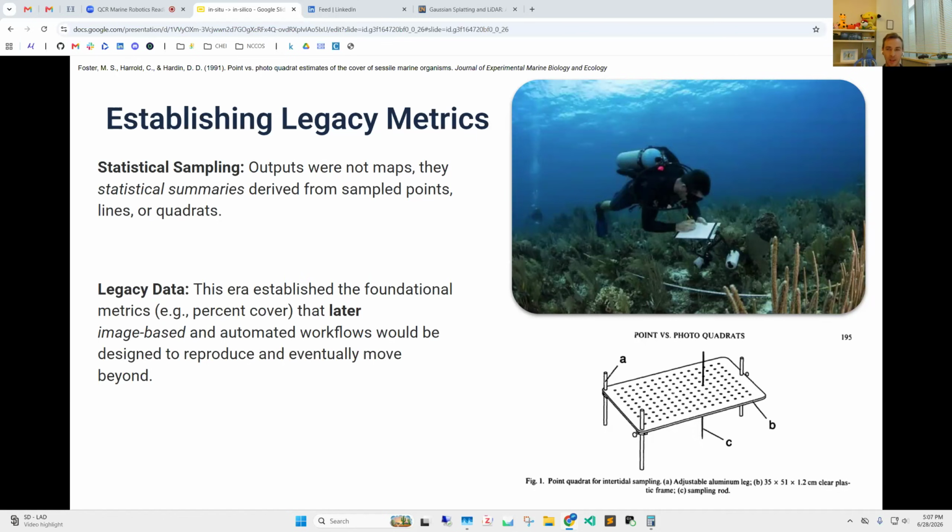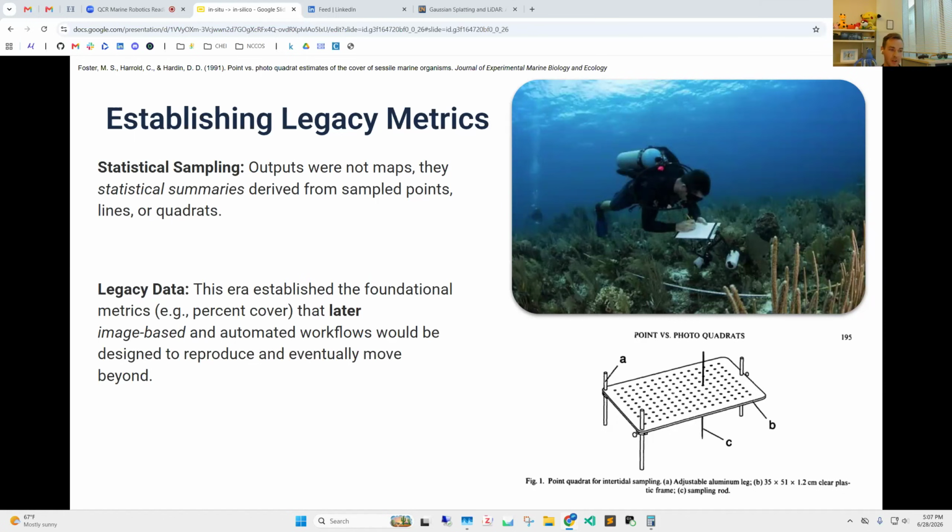Instead, they actually relied on sparse points or line samples to generate statistical summaries, most notably percent cover, which you'll see, the whole first half is just about points. And this is a really important detail to keep in mind, because when computer vision does enter the picture, it doesn't immediately try to invent new ecological metrics. Instead, the first successful algorithms were designed specifically to replicate what the legacy point count methods already did. And here's a really good image of that.